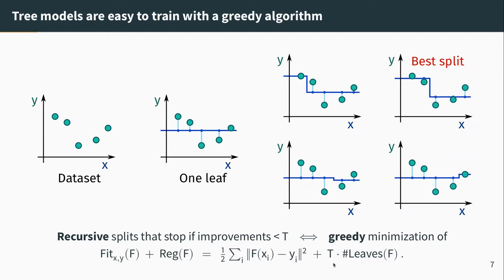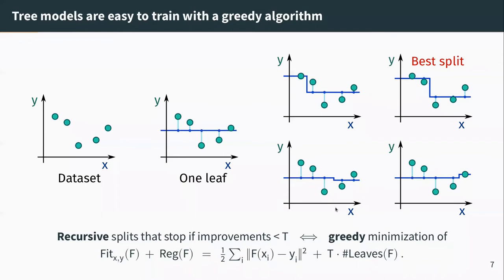In all the toolbox that you're going to use for any regression method, you're more or less always going to have something equivalent to this t. And the idea is always that if t is small, it means that you don't really care about regularization, so you are prone to overfitting. Whereas if t is very large, adding leaves costs a lot of money, adding complexity costs a lot of money, and so you're going to stick to very simple trees. So that's for simple decision trees.